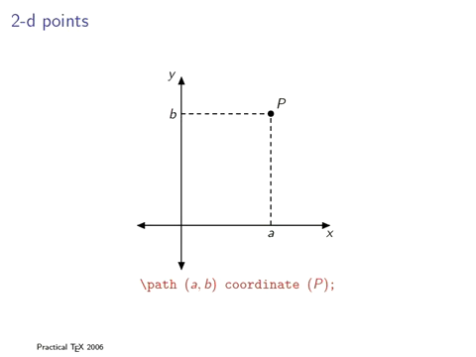So here it is: \path, ordered pairs, just as in the usual Cartesian coordinates, the keyword coordinate, and then in parentheses, your favorite point name, P, say.